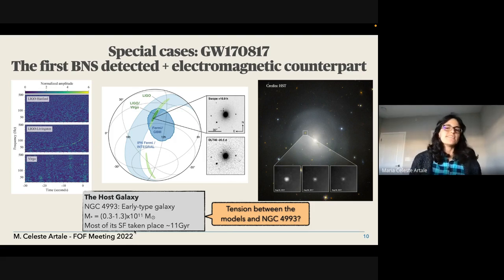More or less at the time that this event was detected, I started working on this field of gravitational wave events. And there was a lot of tension and discussion about why this was the very first host galaxy detected, because we were expecting the most likely host galaxy to be a star-forming galaxy. Instead of that, we had an early type galaxy, right? So I will come back to this discussion later.